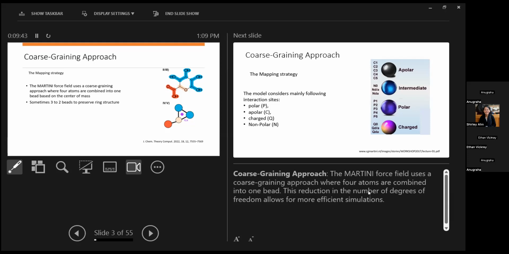Are the positions of these nodes, if I may call them, determined with the center of mass? Yeah, center of mass. So the 4 atoms in the center of mass, including hydrogen atoms in the MARTINI 3, but this paper is for MARTINI, I think 2.1.